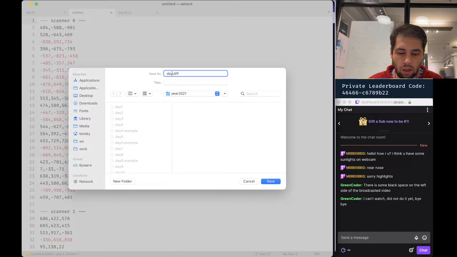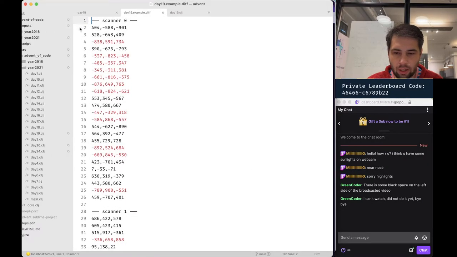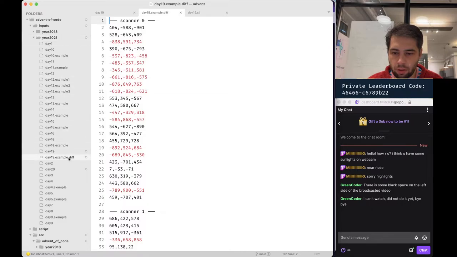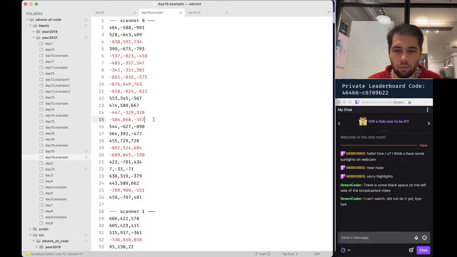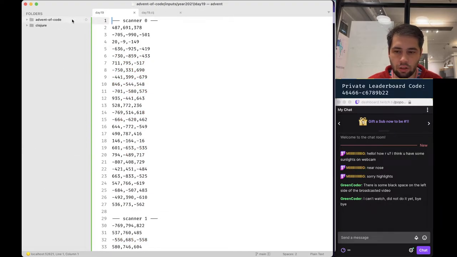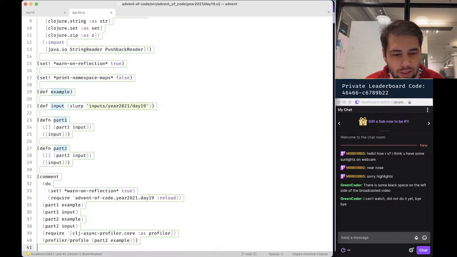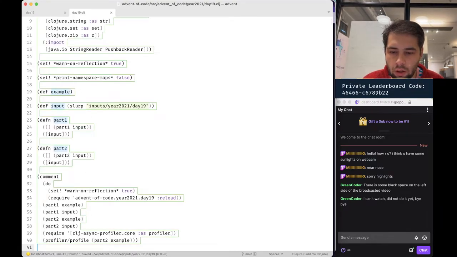Day 19 and example. Okay, save. Yeah, this is a super annoying feature of Sublime Text. Even if you remove the file extension, it still appends it after you remove it. It's crazy.